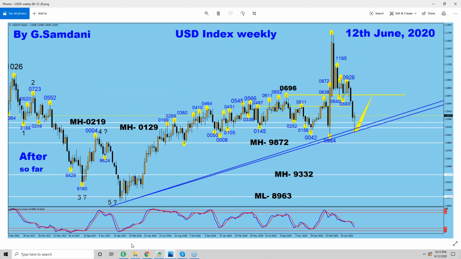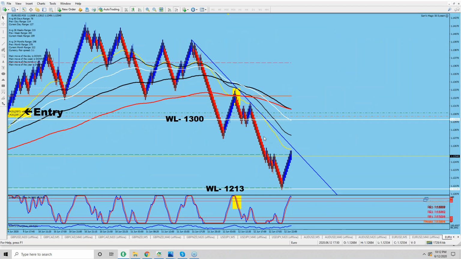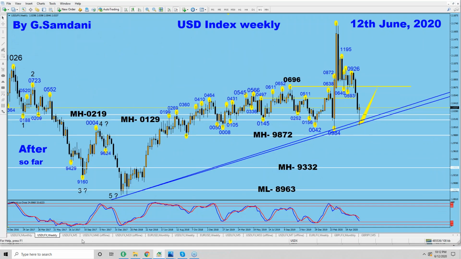And I still have Euro USD going on. Look, this is a nice entry, and I left it open for the weekend, and then a couple of others. Aussie USD is also open, another entry, because it has more to come. Here, if you look at this one, the weekly and the monthly, the USDX is going up, right? But if you look at the Euro USD, it has a long way to go down.